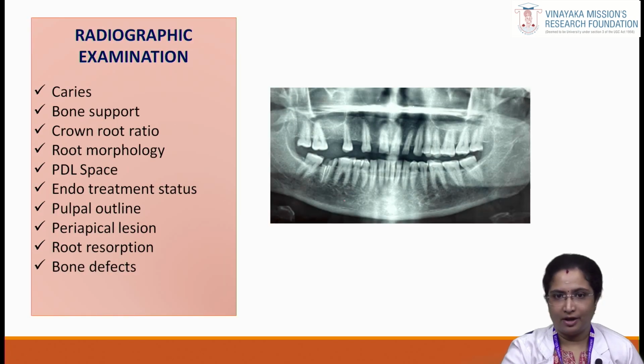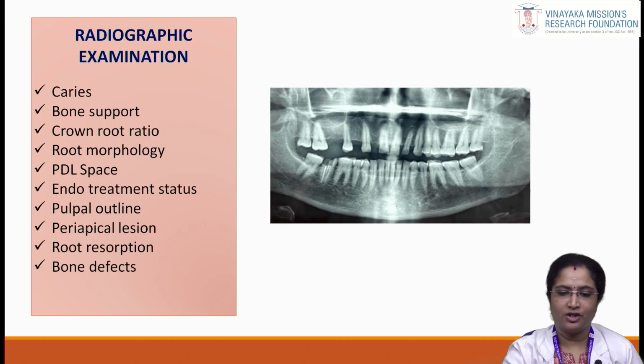Then radiographic examination: we have to evaluate the edentulous site and the abutments which we are planning. Abutments can be either primary abutments or secondary abutments. Based on multiple factors, we can choose whether a single abutment is sufficient or multiple abutments are needed for a long prognosis of an FPD.